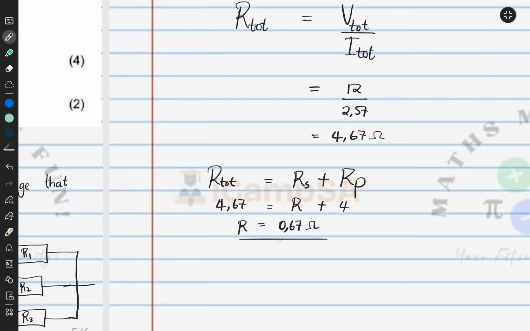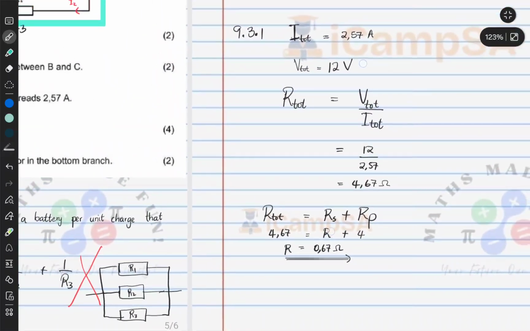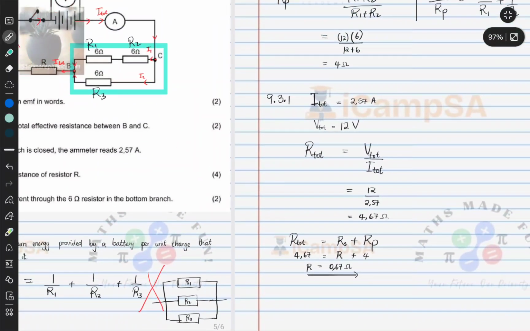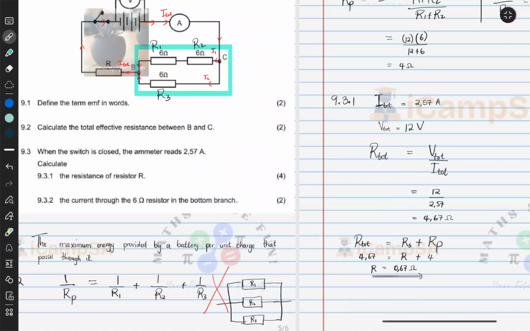Okay, I won't do the second method. You can do it as your homework, but you should get the same answer, which is 0.67. The second method will just make this video longer.